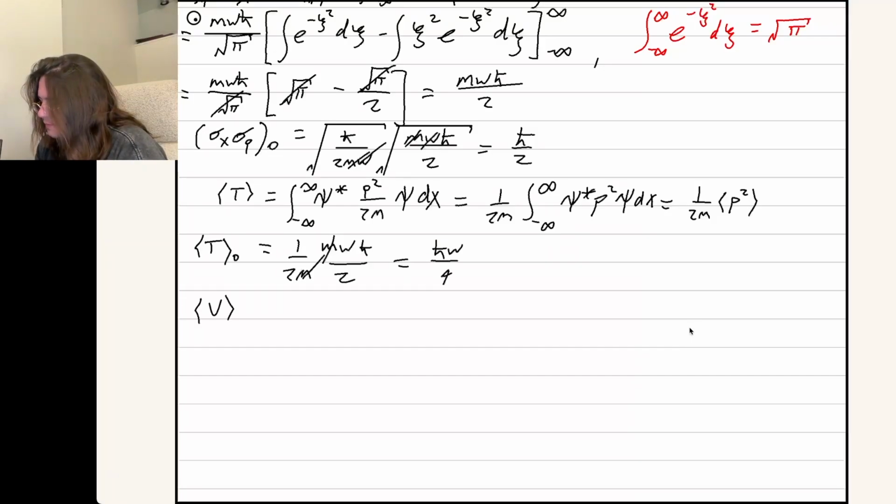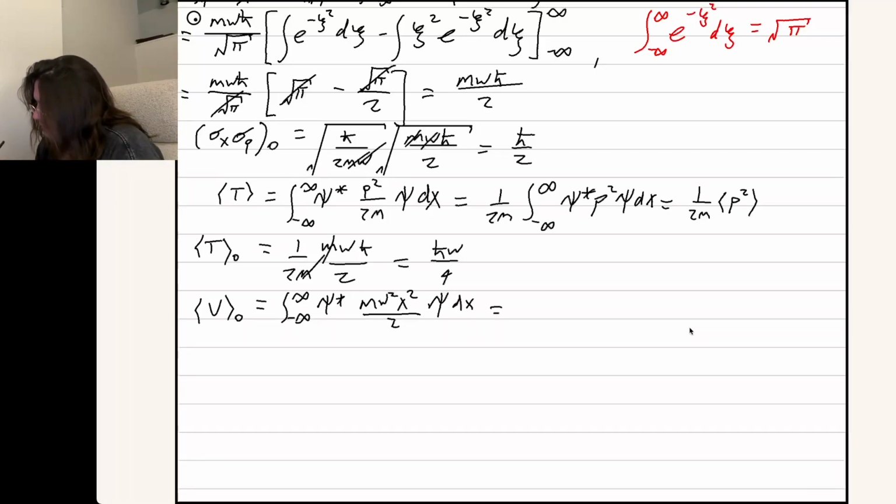Similarly, if you wanted the expectation value of position or of potential energy, the potential energy for a simple harmonic oscillator is very simply given by m omega squared x squared over 2, right? And then none of that stuff in there are operators except for x, so we can factor out an m omega squared over 2, and we'll still have the x squared in here. And we already have the expectation value of x squared.